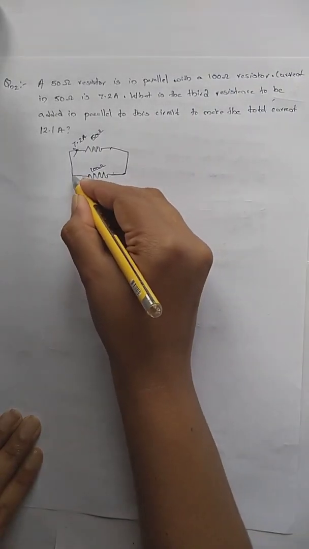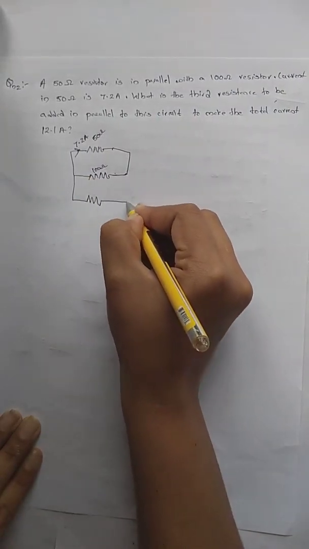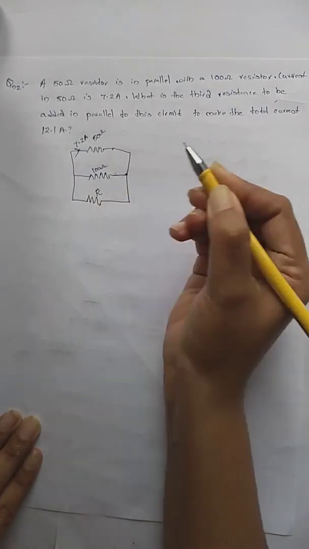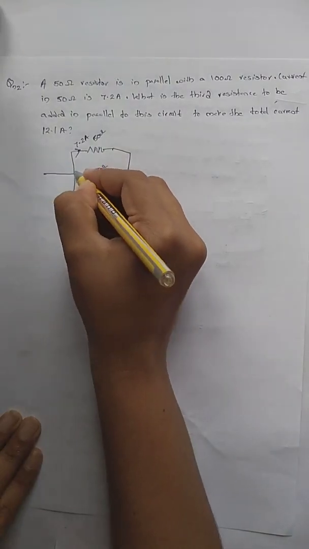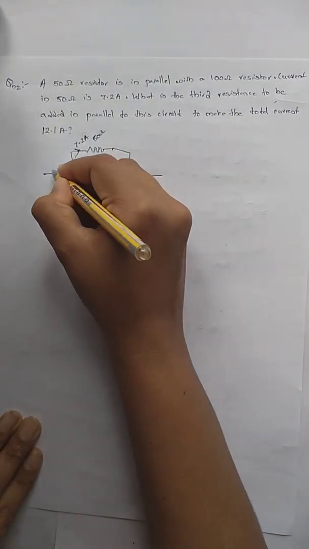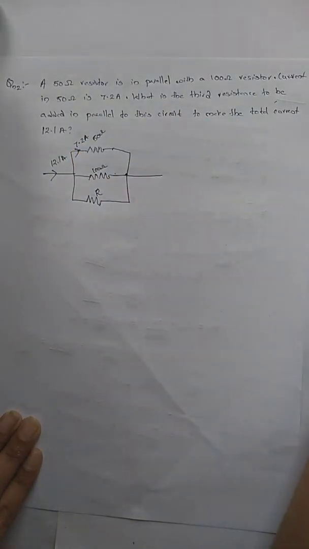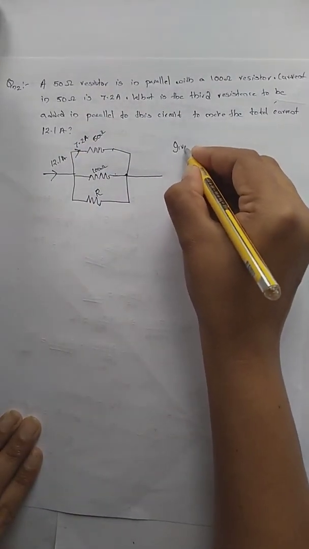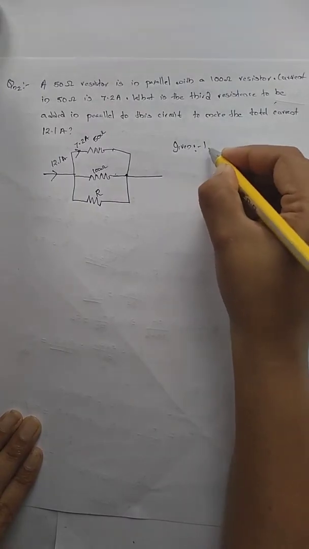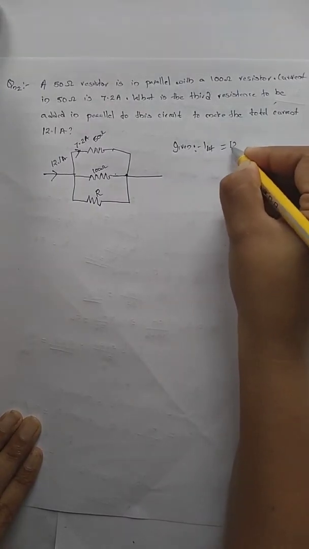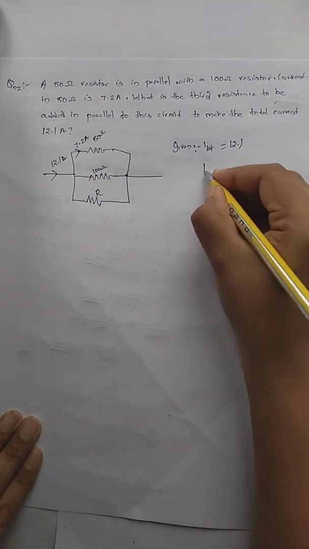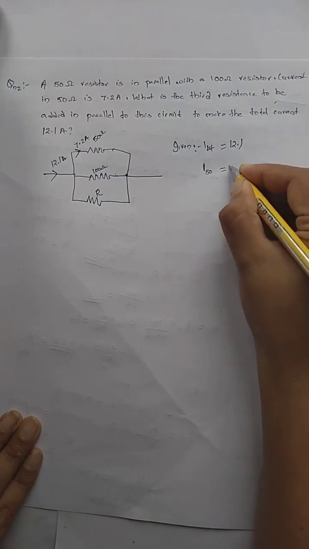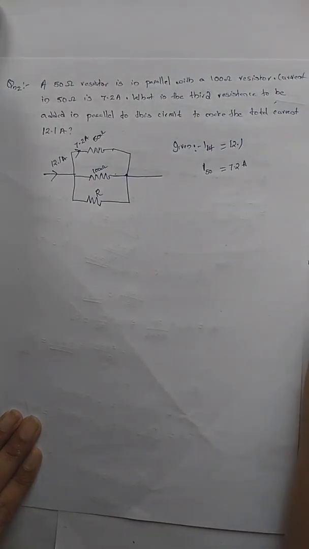So I have to add another resistance also. That resistance is R, to be added in parallel to make a total current of 12.1. So the total current coming inside should be 12.1 ampere. So what are the parameters given? The given parameters are the total current should be equal to 12.1 and the current through 50 ohm resistance is 7.2 ampere, and we have to find out what is the resistance.